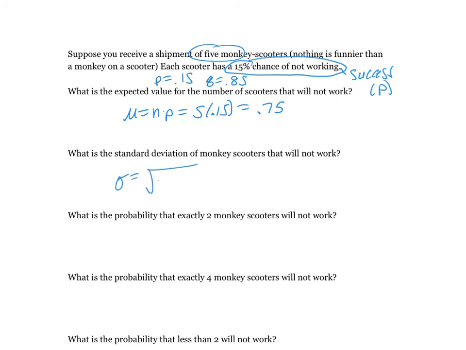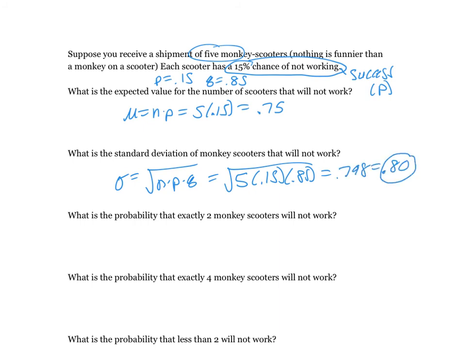What is the standard deviation? Remember, this is N times P times Q. Take the square root. So it'd be 5 scooters. The chance of it not working is 15. The chance of it working is 85. And you can do that on your calculators quickly. And I get 0.798, which we'd probably round to 0.80 if we're rounding to the hundredths place.